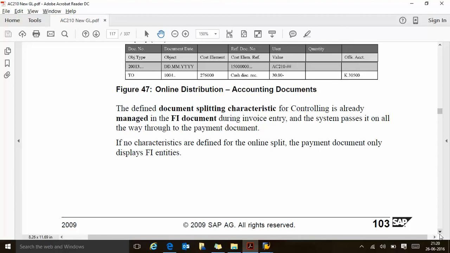The defined document splitting characteristic for controlling is already managed in the FI document during invoice entry. So the characteristic which is used in controlling is already being managed in FI. So from FI it is inherited to CO, and the system passes it through to the payment document. So the system is passing on the same characteristic. If no characteristic is defined, then the payment document only displays FI, no CO in the payment document, because there is no CO in the invoice document.